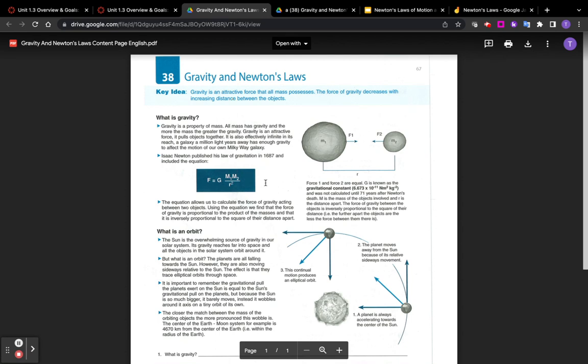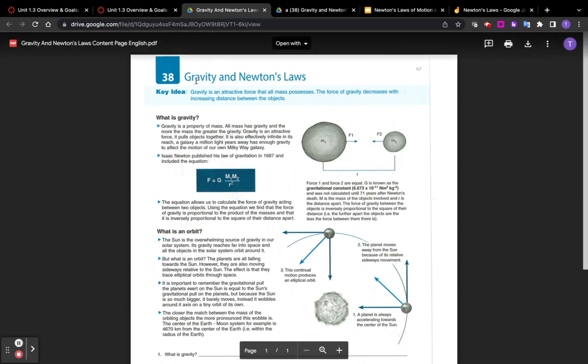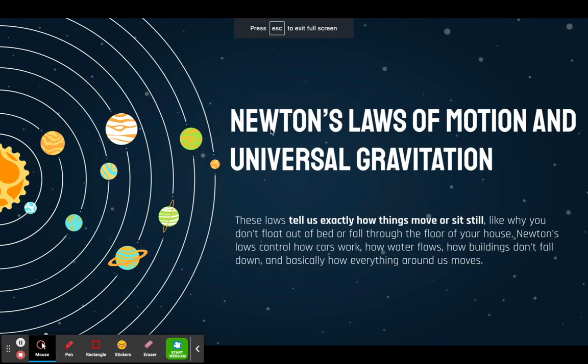This unit, we're going to learn about how the planets orbit the sun, also how moons and satellites orbit planets. So in order to do that, we have to understand Newton's law of universal gravitation. But while we're on that topic, I think it's important for us to also quickly look at Newton's laws of motion and then Newton's law of universal gravitation.